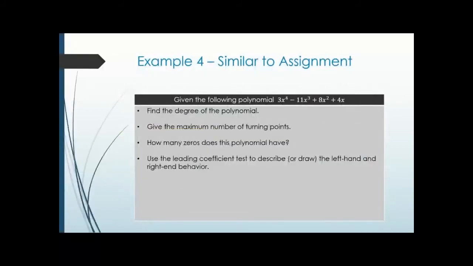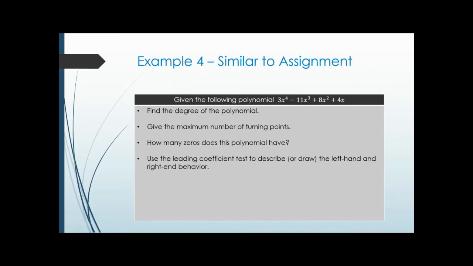And now I'm going to work through an example that is similar to the assignment. I'm going to go through all of the steps in the assignment, but just with a different polynomial. So it's not the same function, but all the steps are going to be the same. So the first step is to find the degree of the polynomial, and the degree is equal to the highest exponent. So since the highest exponent here is 4, this is, oops, I'm in the highlighter.